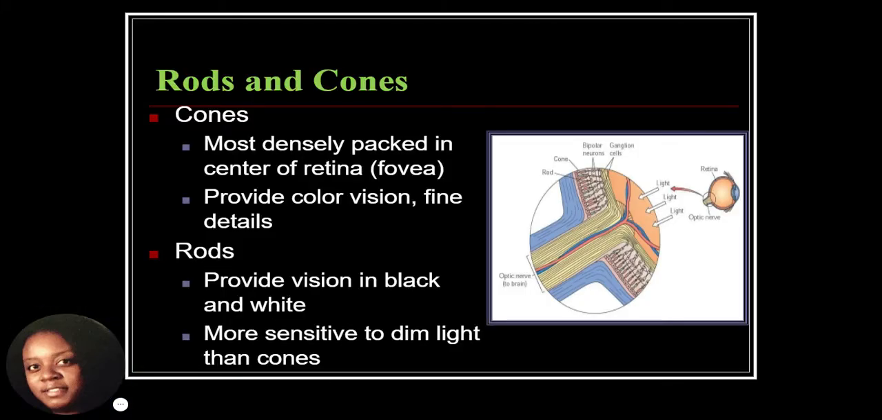In your eyes, there are rods and cones. Cones are densely packed. They're in the retina and they are cones. They start with a C. They provide color vision. They help you see fine details. Rods are the exact opposite. They are sensitive to dim light and they help you see in black and white.